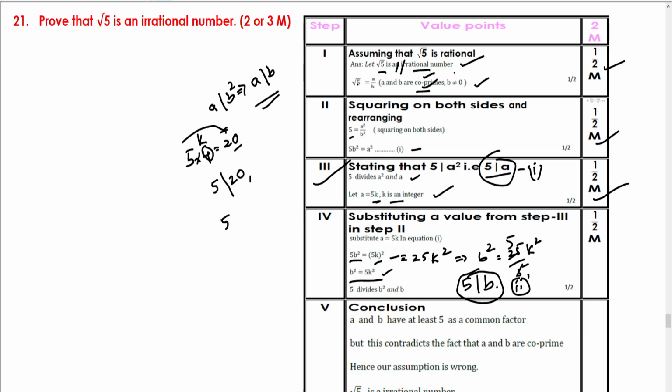We assumed that a and b are co-primes. Means what? a and b do not have common factors. Observe that 5 divides a, 5 divides b, we proved in step 3 and step 4. And a and b have at least 5 as a common factor. They should not have a common factor. Now we established that they have the common factor. But this contradicts the fact that a and b are co-prime. They have the common divisor 5. Therefore, our assumption is wrong. Therefore, root 5 is an irrational number.